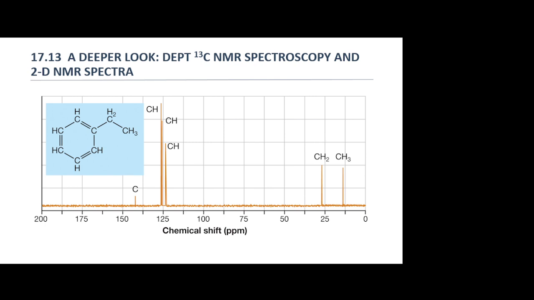Okay, so DEPT, this is distortionless enhancement by polarization transfer. So this is going to give you a spectra that the signals are given off from the C13 nuclei, depending on the number of protons that are attached to these carbons. DEPT spectroscopy is usually summarized in a normal broadband decoupled C13 spectra so that you can read it alongside as like a little bar. Okay.